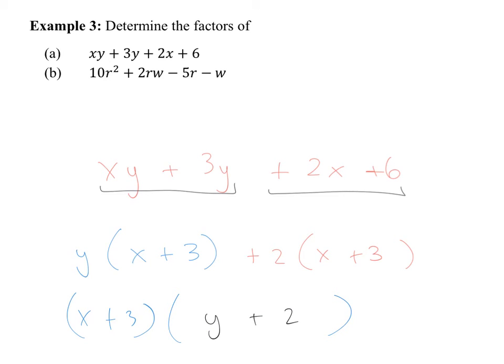So a lot of you know that this is the answer, and I know a lot of you knew that this was the answer. But you need to understand why it's the answer. X plus 3 is now the common factor in both terms. When I take x plus 3 out in front, I leave behind a y here and a 2 here. That's where this other factor comes from in the end.